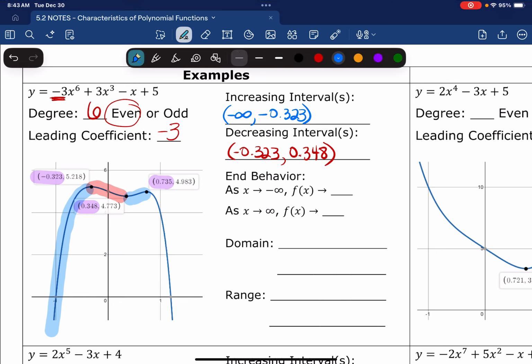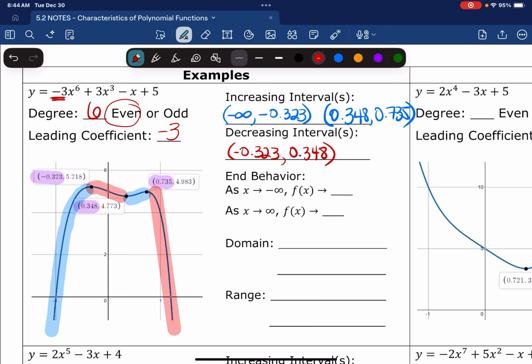So we know this graph is increasing, so we use parentheses, 0.348, comma, all the way up to 0.735. And then again, lastly, we have our function decreasing. This part of our graph is decreasing. It's going down forever and ever and ever, right?